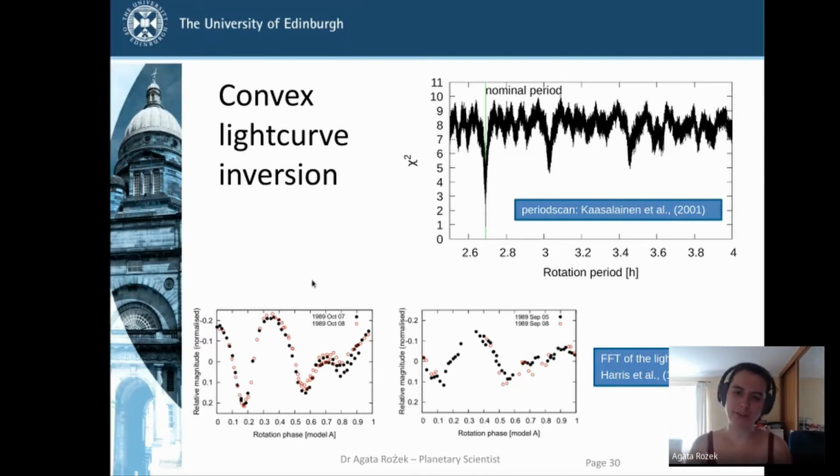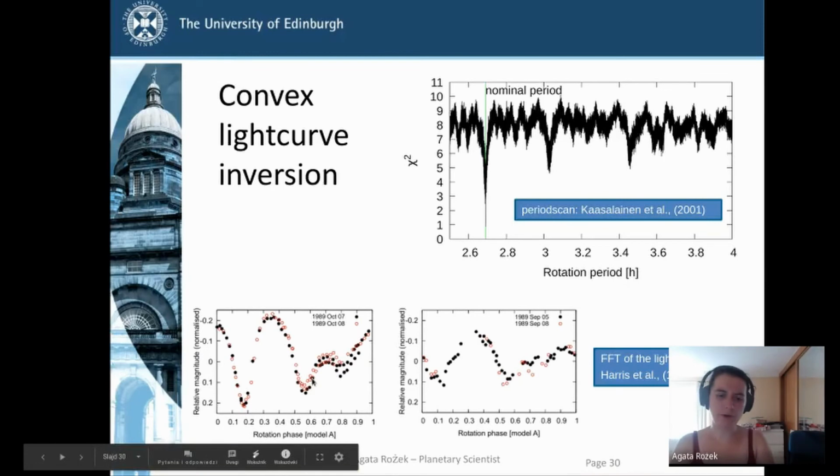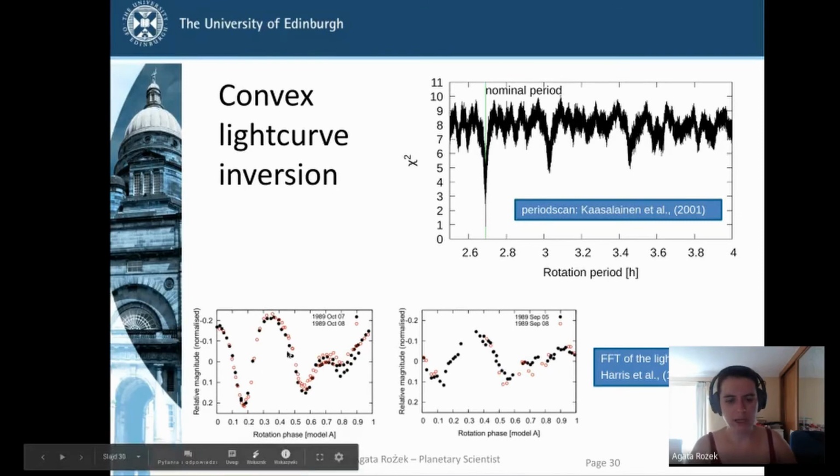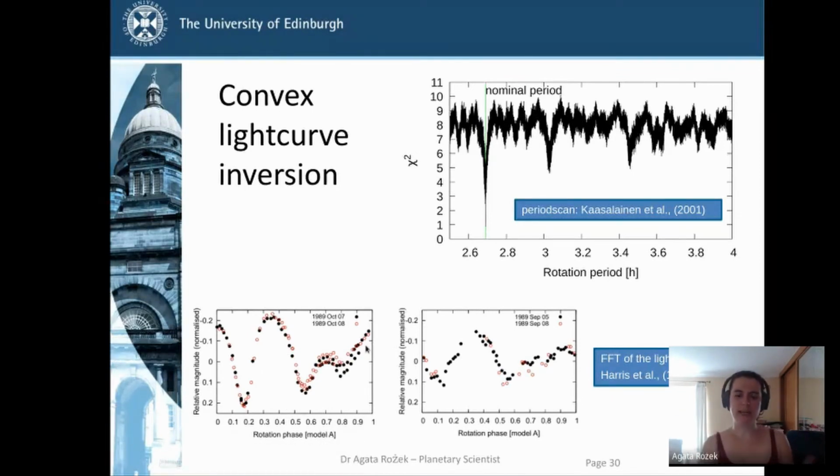So for this target, I tried periods between 2.5 and 4 hours. And for each period, I tried to see if you can match the points and if they create a pattern. So here in black and red, there are points from the consecutive different nights. And you can see that with a period around 2.7 hours, they overlap quite nicely over the whole period of 20-something years that this asteroid was observed.